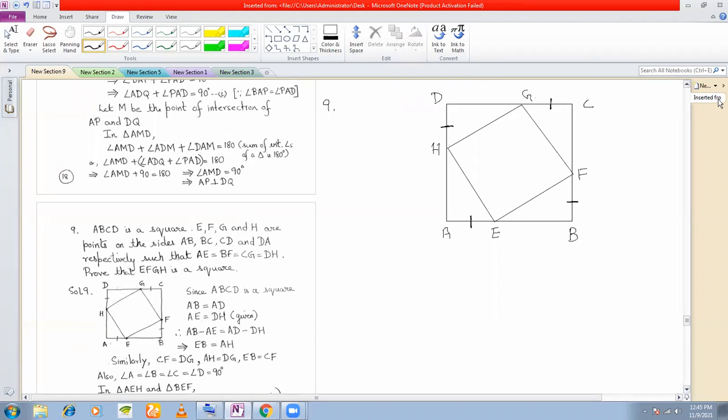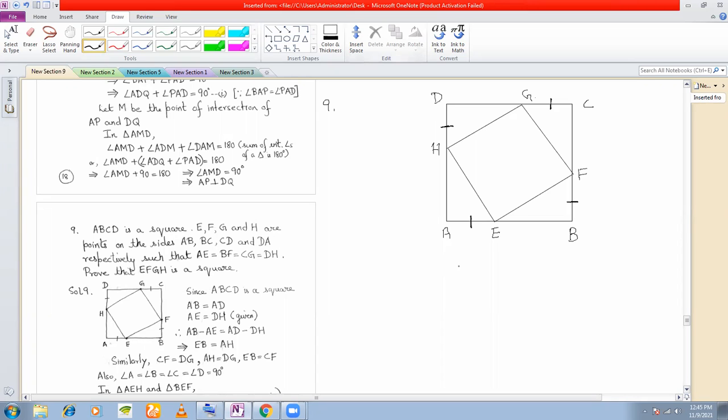Sir, all sides are equal. Okay, first, all sides are equal. Next, what else do you have to show? The interior angles are 90 degrees. Exactly, the interior angles are 90 degrees. If you can show these two, then you can say that this is definitely a square. So let's proceed with showing that all the sides are equal first. Then we'll show that all the interior angles are 90 degrees. First, we will show that all the sides are equal.